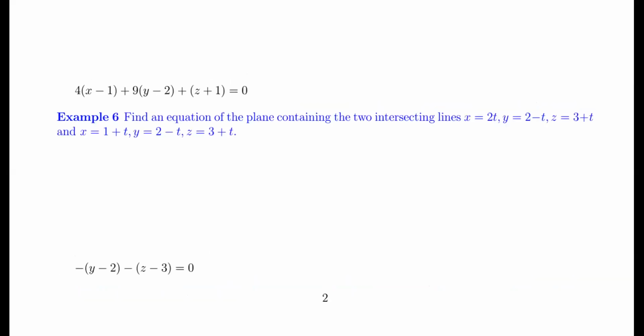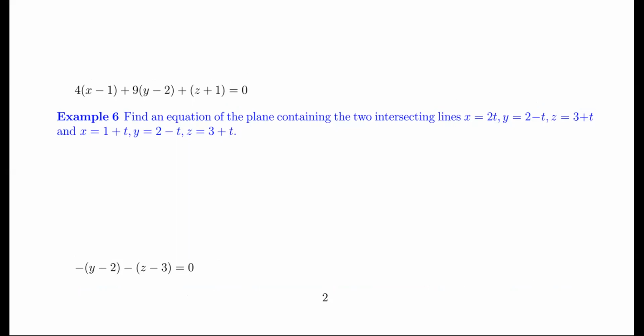In this video, I want to continue on with our examples of finding equations of planes. So let's start with number 6. Find an equation of the plane containing two intersecting lines, x equals 2t, y equals 2 minus t, z equals 3 plus t, and x equals 1 plus t, y equals 2 minus t, and z equals 3 plus t. So we're finding the equation of the plane containing two intersecting lines.